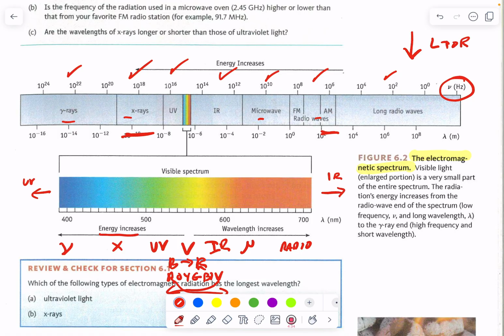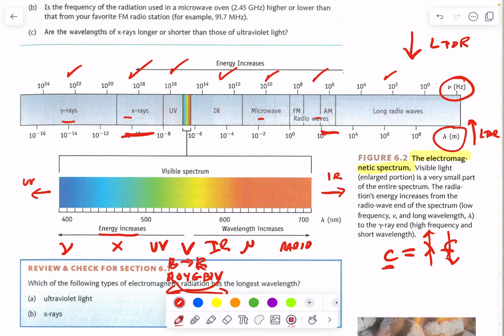when we look at the bottom scale, we can see that the wavelength is going up as we go from left to right. That means that wavelength and frequency are inversely proportional. Of course, you should know that because the speed of light equals wavelength times frequency. And when the wavelength goes up, the frequency has to go down because the speed of light, c, is a constant.